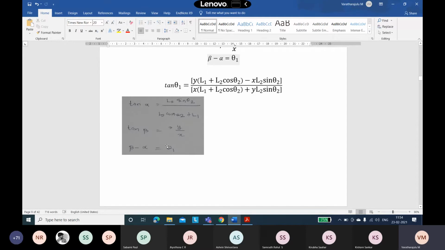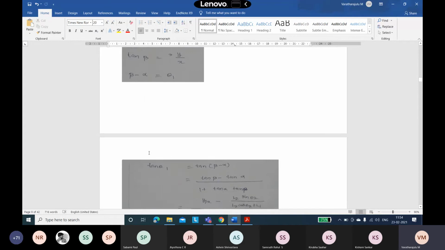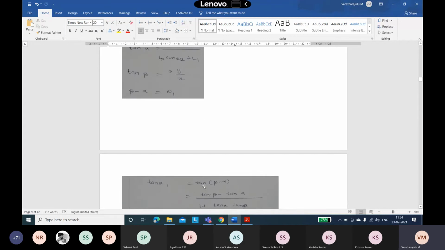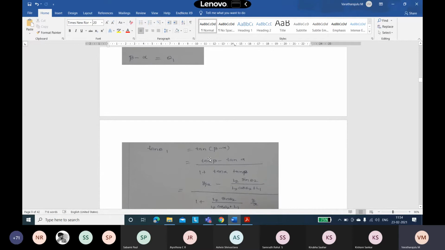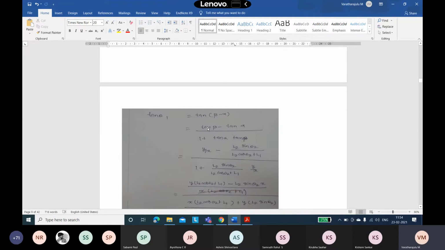What I am going to do is take tan on both sides. I'll get tan theta 1 is equal to tan of beta minus alpha. I am using the formula tan(A minus B) is equal to tan A minus tan B divided by 1 plus tan A tan B. Therefore, I'll get tan beta minus tan alpha divided by 1 plus tan alpha tan beta. We have tan beta is y by x, and similarly we have tan alpha, and I am introducing those terms instead of tan beta and tan alpha.